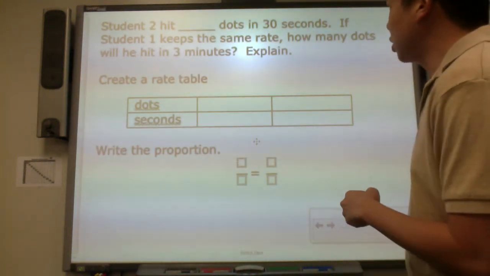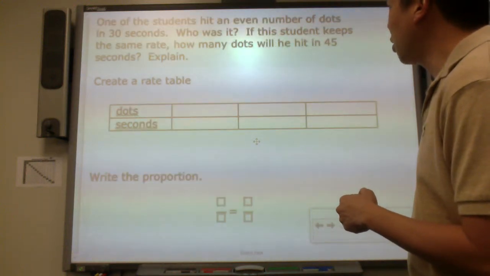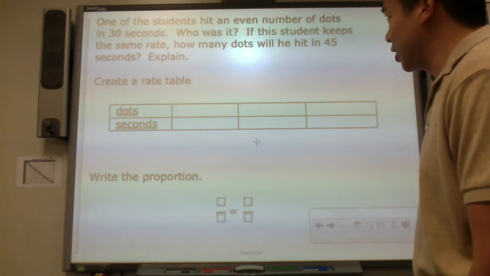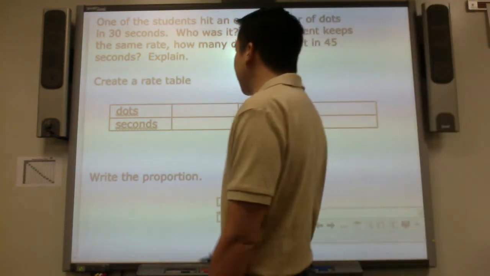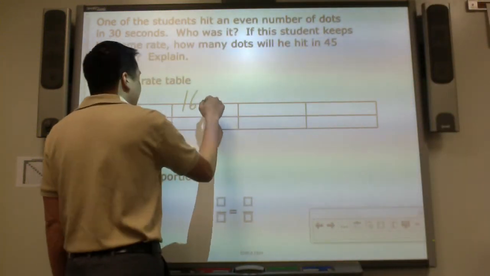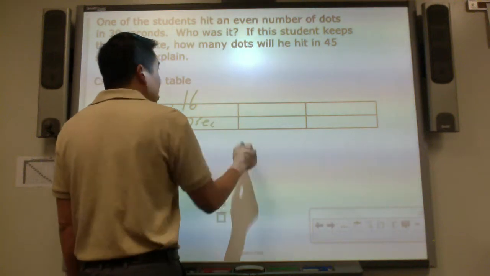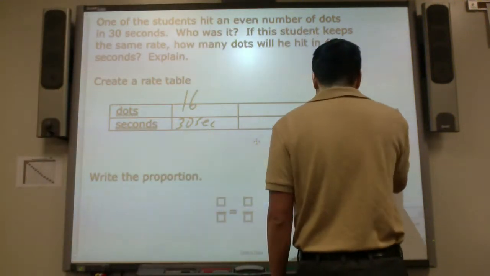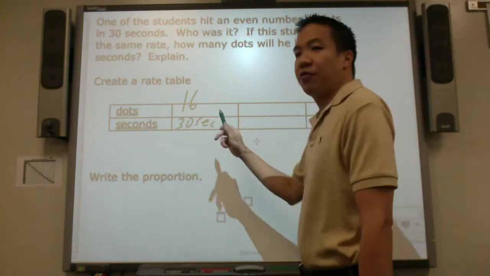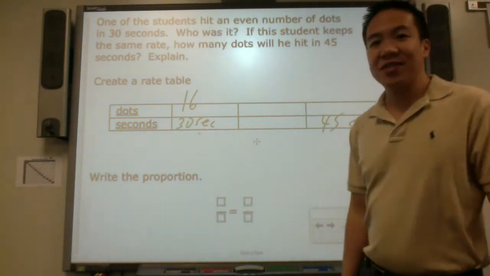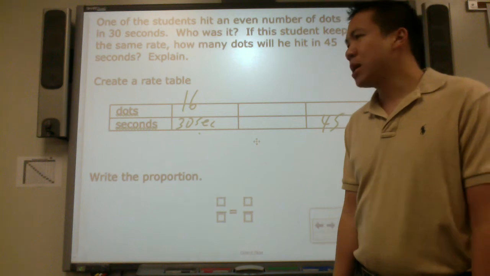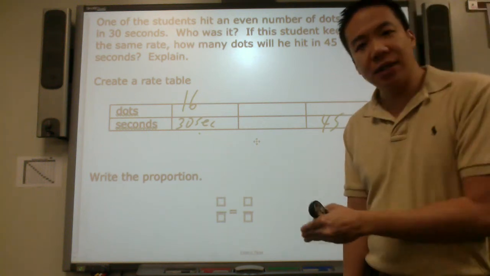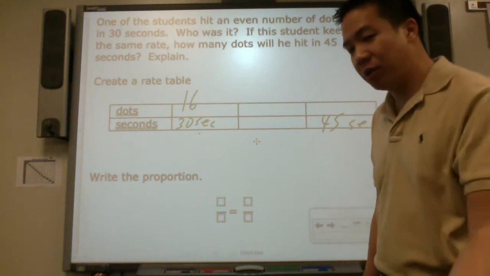Suppose, let's make it a little harder. One of the students hit an even number of dots in 30 seconds. Who was it? So let's say an even number is 16 dots in 30 seconds. So how many dots will you hit in 45 seconds? Can you scale it from 30 seconds to 45 seconds? I'm not sure. Can we break it down? Then scale it back up. Scale it backward, then forward.